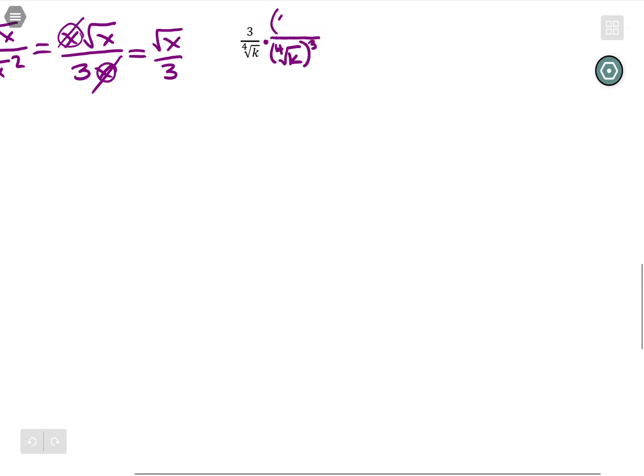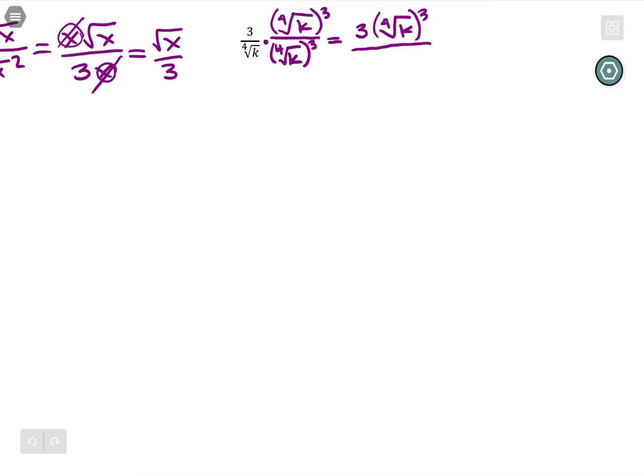If I'm going to do it to the bottom, I better do it to the top. So I end up with 3 times the 4th root of k cubed. You don't have to have the parentheses, but it just seemed like it looked a little cleaner to me. On the bottom, if you have the 4th root of k cubed and you multiply in another 4th root of k, that means you're multiplying together a total of 4 of them. That's the 4th root of k to the 4th.